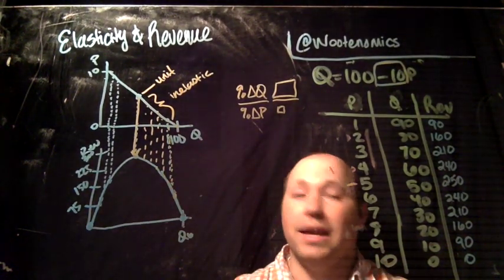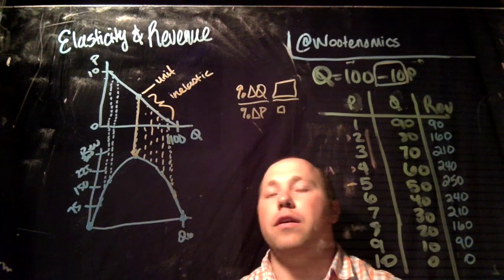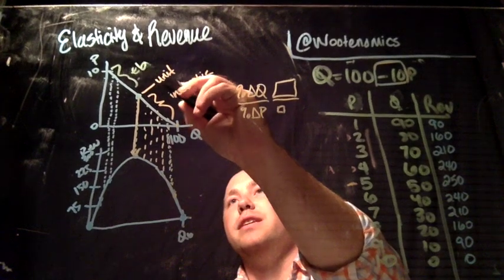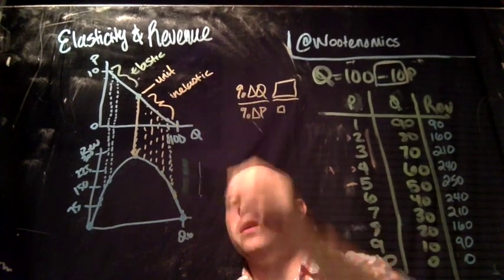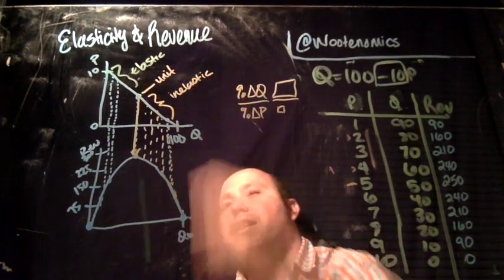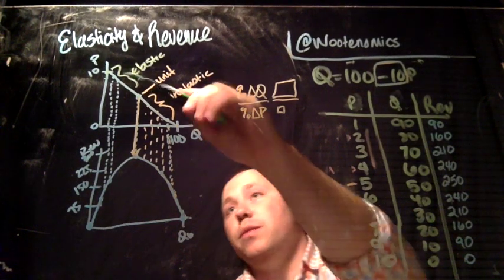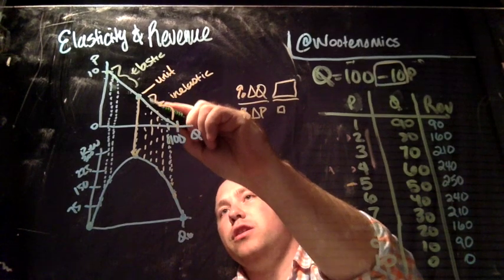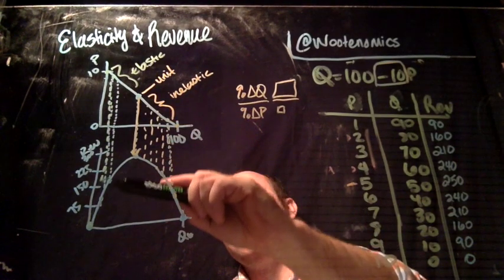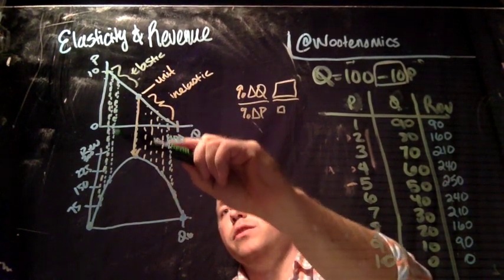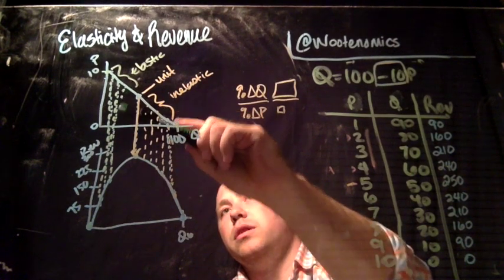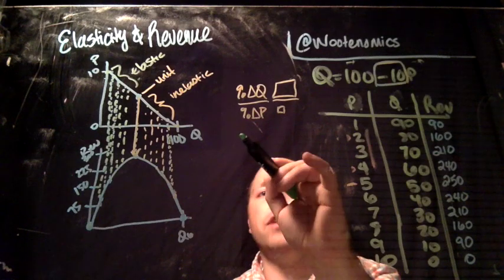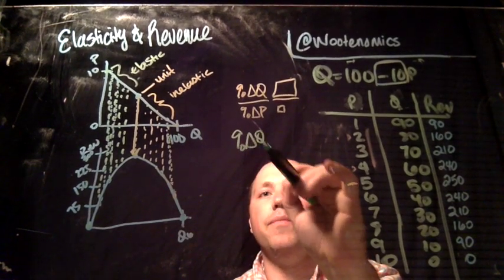In the elastic region, it's the opposite case. In the upper portion, we say that that's the elastic region. At a price of $10, where it's set so high that nobody wants to buy it, I have $0 in revenue. However, if I start lowering my price, I can actually raise my revenue until I get to the unit elastic point. So those are two very different concepts and ideas to think about.